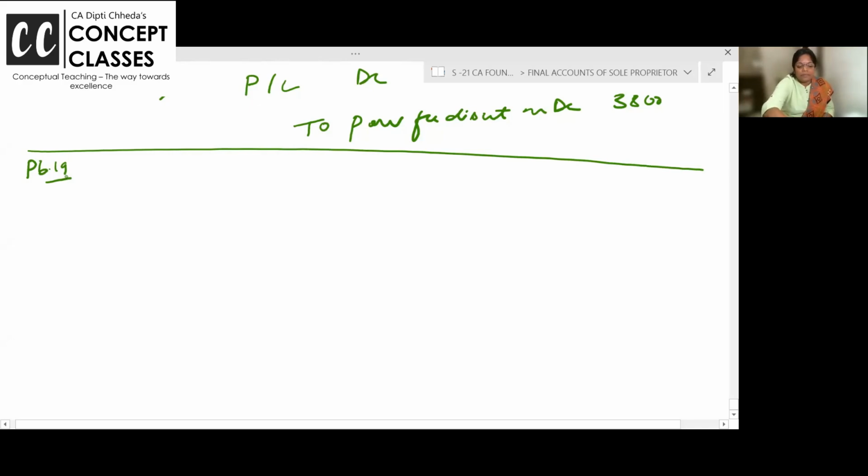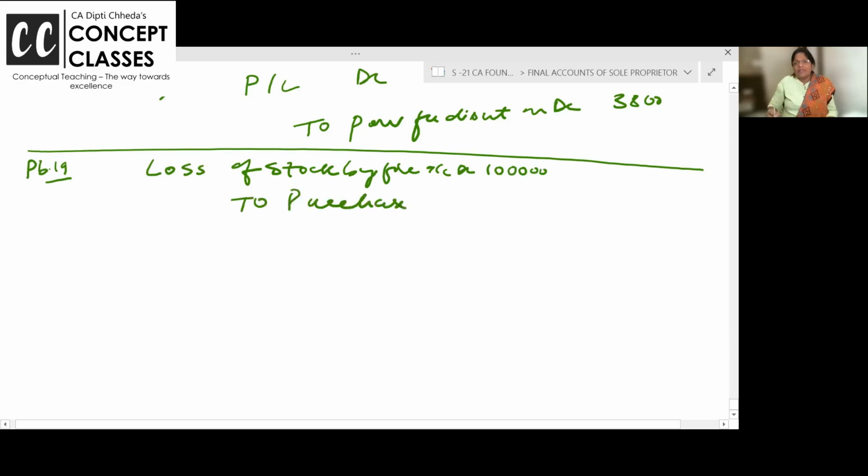Nineteenth problem. Yes. Let us check it. Read it with me. 1 lakh goods are destroyed. An insurance company has given you 80,000. So first, loss of stock by fire account debit 1 lakh, to purchases. So much purchase will reduce. Always this loss is at cost, never at selling price.